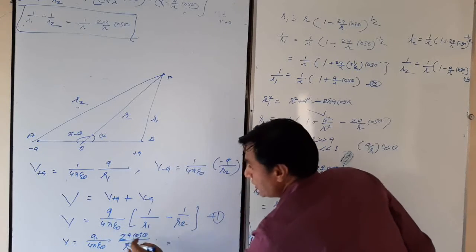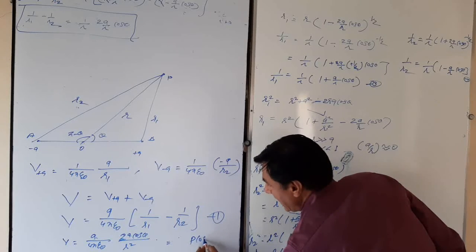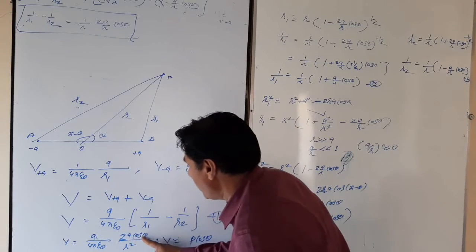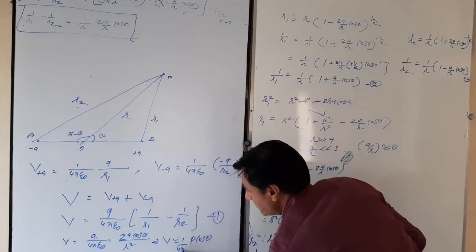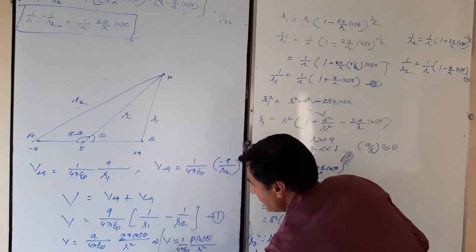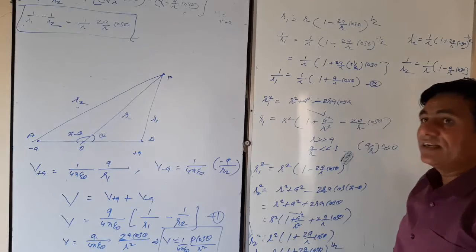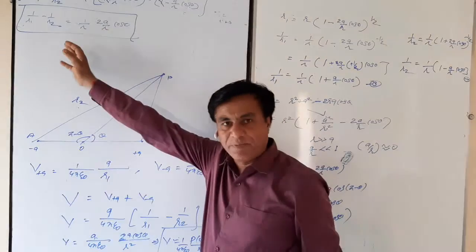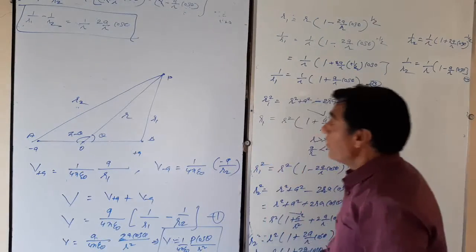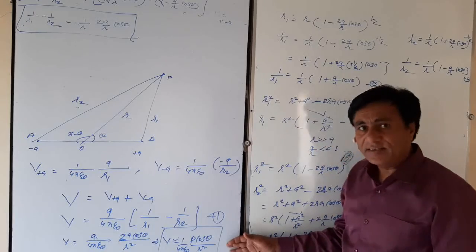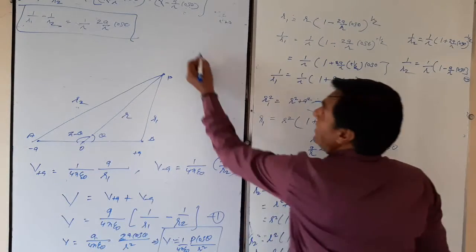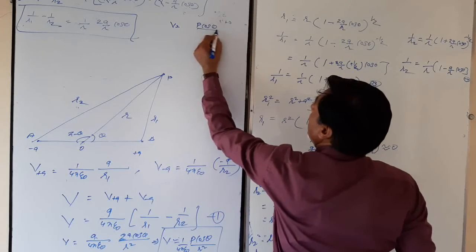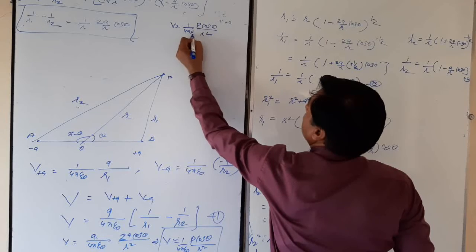See there, q times 2a is p, so V equals p cos theta upon 4 pi epsilon 0 r square. It is our general equation for potential. You can take point P anywhere in the electric field. Now you can apply the condition for the standard positions. For axial, what is the V value? V is equal to p cos theta upon r square times 1 upon 4 pi epsilon 0.